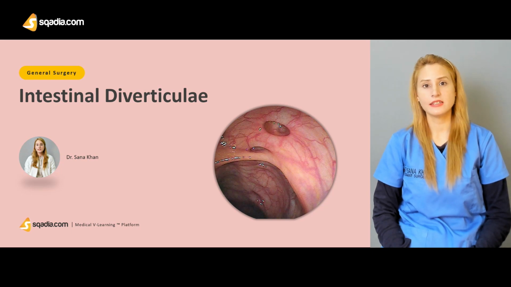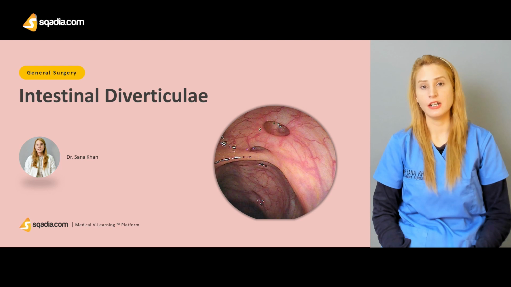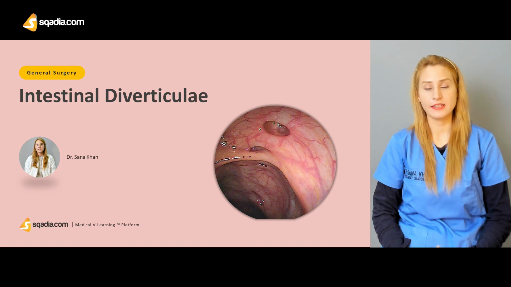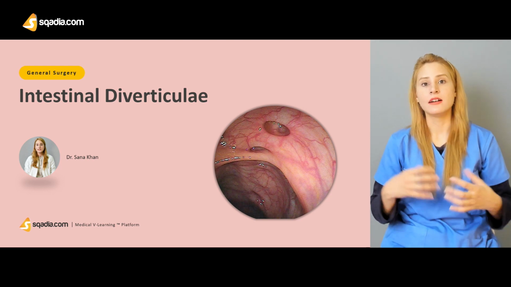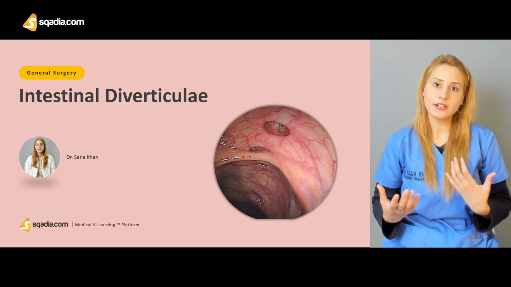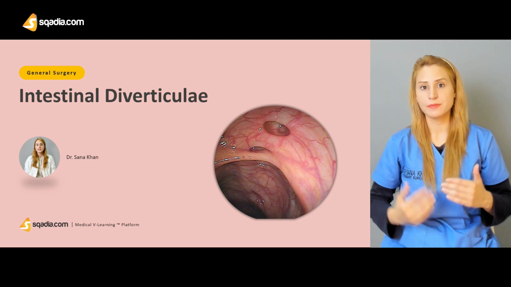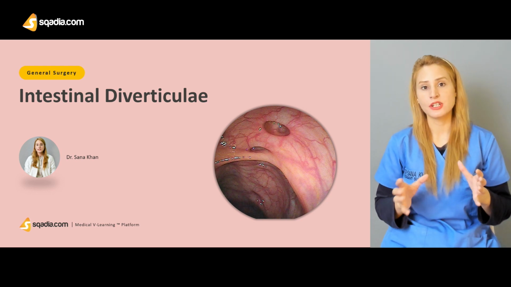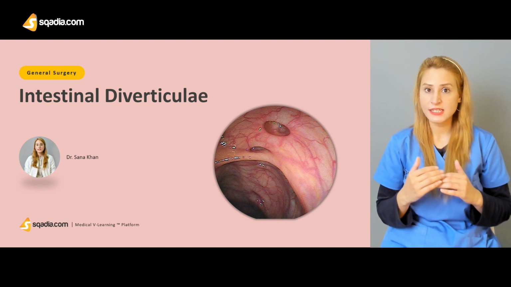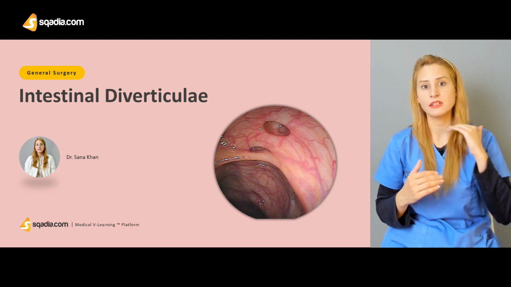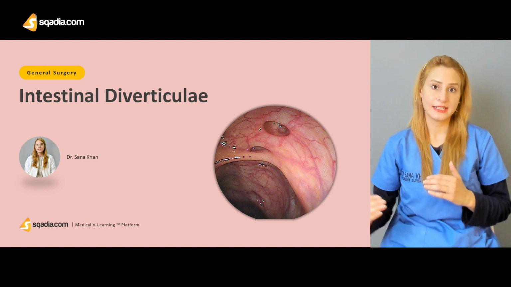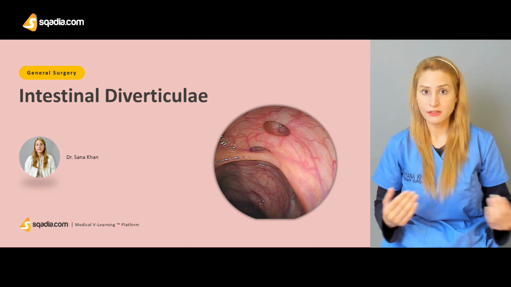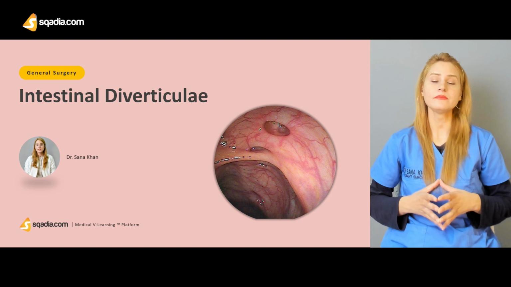The topic we're going to discuss today is the intestinal diverticula. If we define a diverticulum, it is an outpouching from any wall. So it can be anywhere starting from the esophagus to the rectosigmoid junction, but usually the rectum is spared. It can be in the small intestine, in the jejunum, ileum, duodenum, or it can be in the colon. Colonic diverticula are more common in the large intestine as compared to the small intestine.